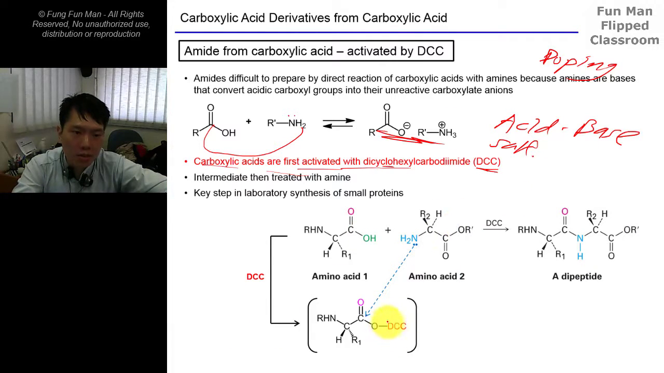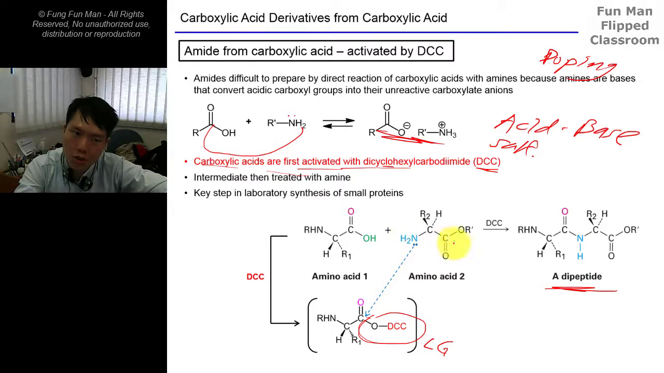Now you see, when it joins, this part becomes a huge leaving group. It becomes a fantastic leaving group. So when the lone pair on the nitrogen of the amine comes in, it will attack and kick this out, and it will join. And you get a dipeptide here because the lone pair of the nitrogen came from an amino acid. So here you get a product coming from this reaction.